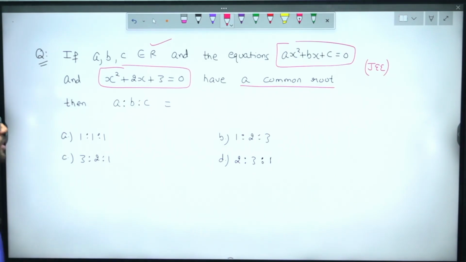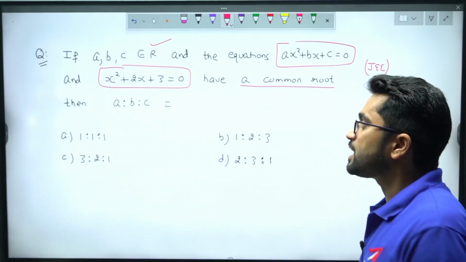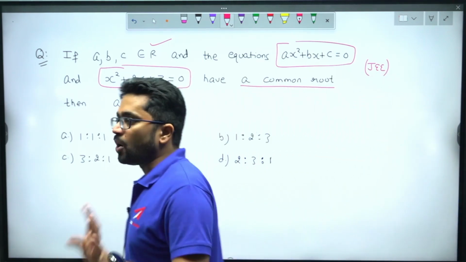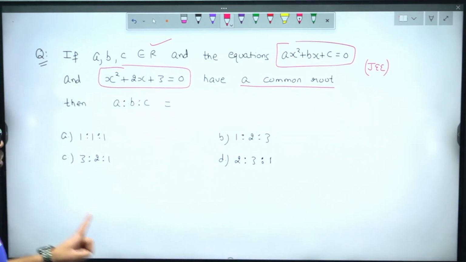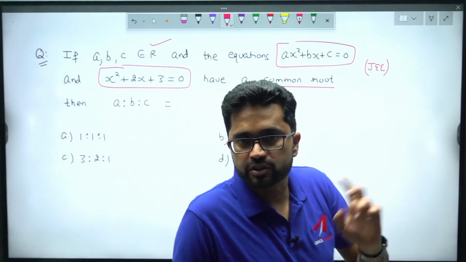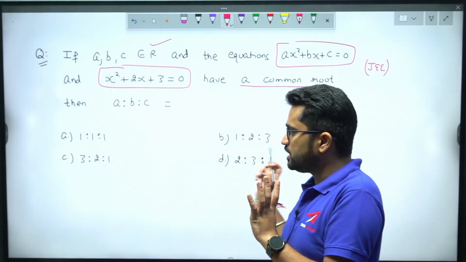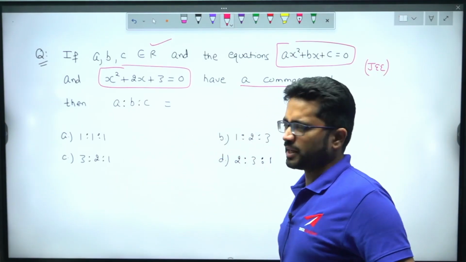Yes, the two equations have a common root. As per the given data, they are declaring they have a single common root. So what would be the ratio A ratio B ratio C? What would be the value of this ratio? You can look at the options: 1 ratio 1 ratio 1, 1 2 3, 3 2 1, 2 3 1.